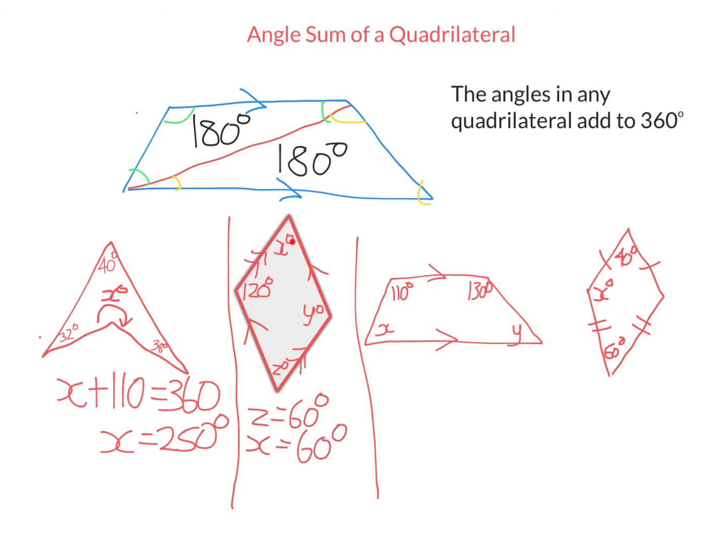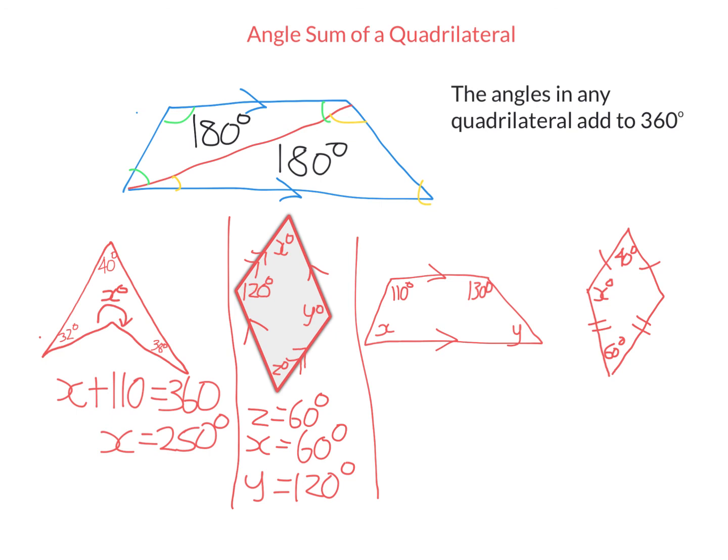Now, both X and Z are co-interior to Y. Look at X and Y here. We have a C shape with parallel lines. So if X is 60, Y must be 120. So they add to 180. So this is what I mean by opposite angles being equal. Whenever you have a parallelogram, the two angles facing each other are always equal. These two are 60, these two are 120.